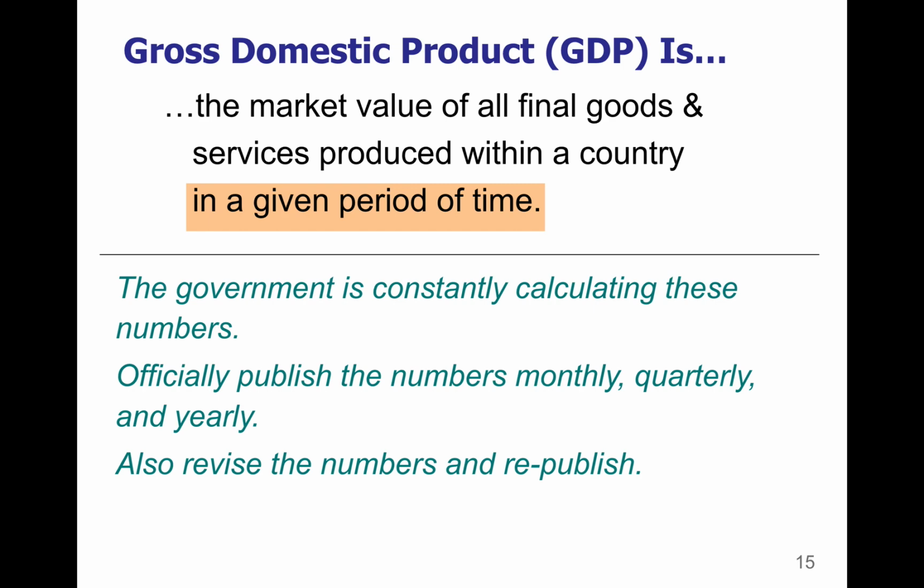And then sometimes you have to go back and adjust the numbers because maybe for a product, they thought it was going to sell for $100, but then they realized that it was on sale. So they add $89 to GDP. And so they do have to go back and revise and republish the numbers regularly.